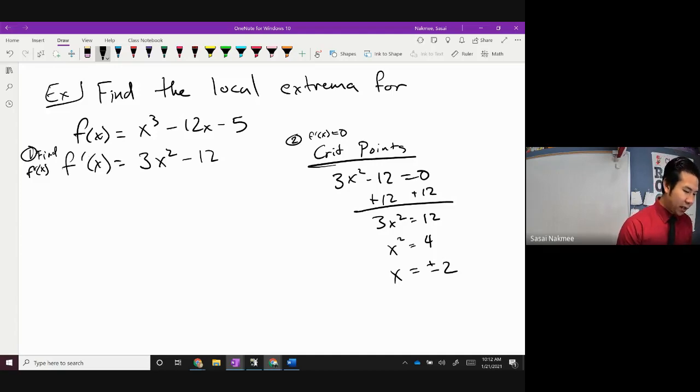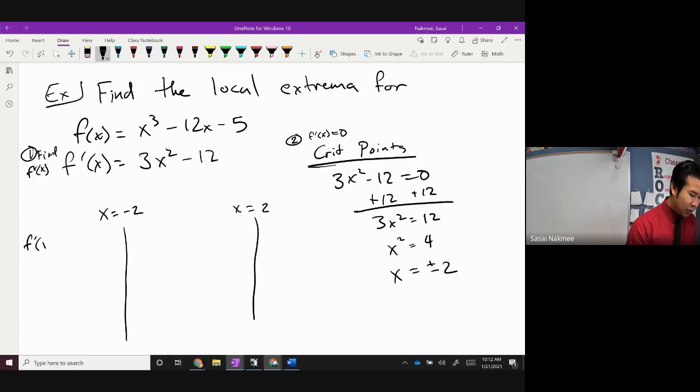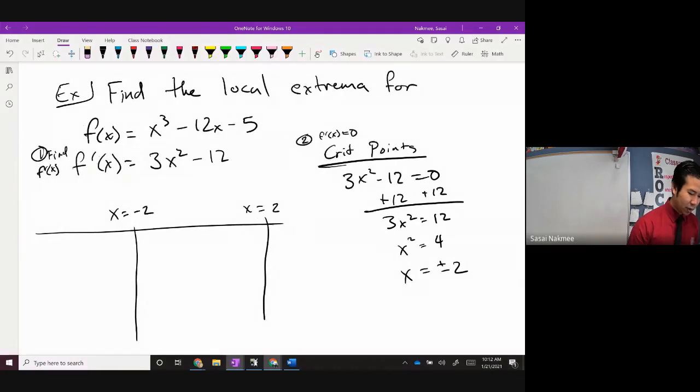So I plug this into a table, and I use these values right here. I use x equals negative 2 as one of my values, and I use x equals positive 2 as another value. Now, when I plug those in, I'm looking at the values of the derivative. That's what I'm trying to look at. I'm trying to plug these guys into the derivative and see what I get. I don't have enough space here. There we go. So I'm plugging this into f prime of x to see what I get.